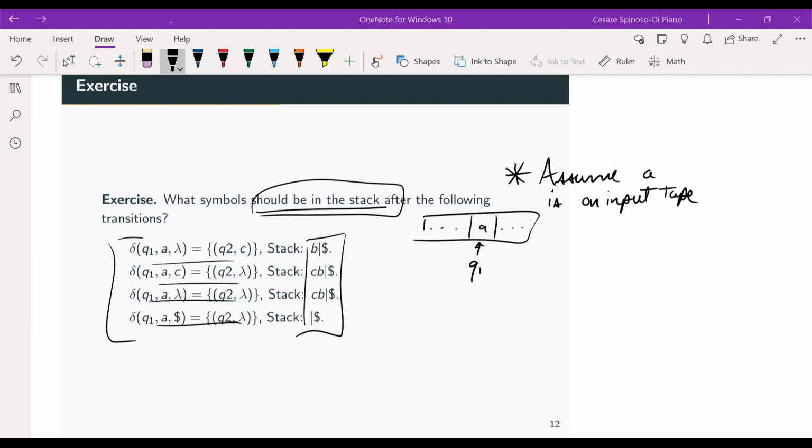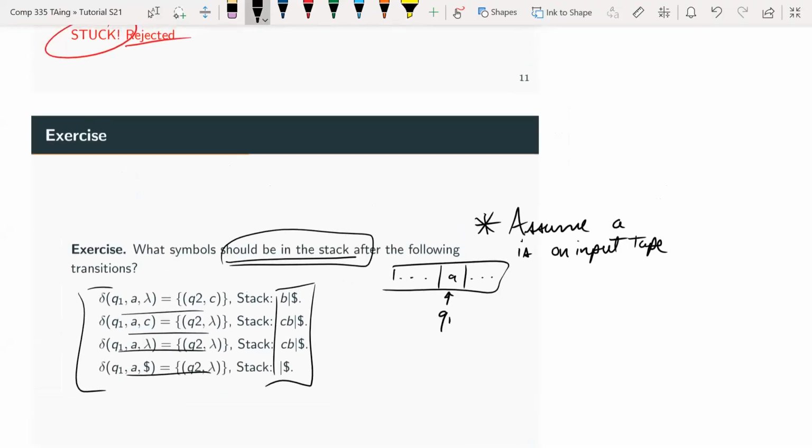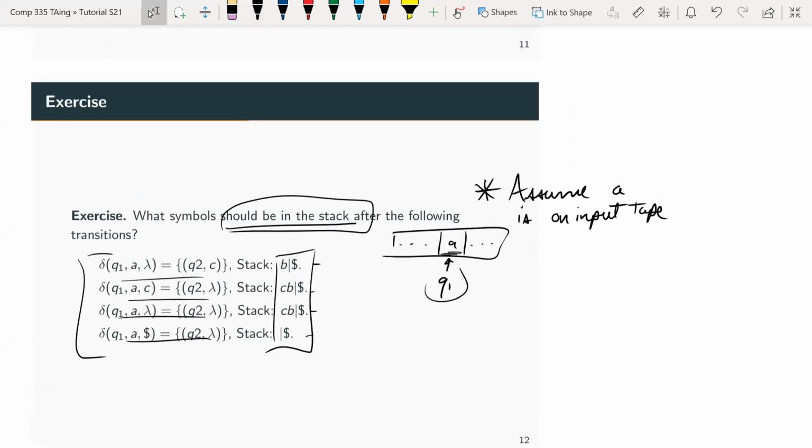So let's look at this exercise together. So again, like I said, we were assuming that we started at Q1, we were reading an A, and each of these were different stack possibilities. So for each of these, what is going to be the content of my stack once I use this transition, okay?